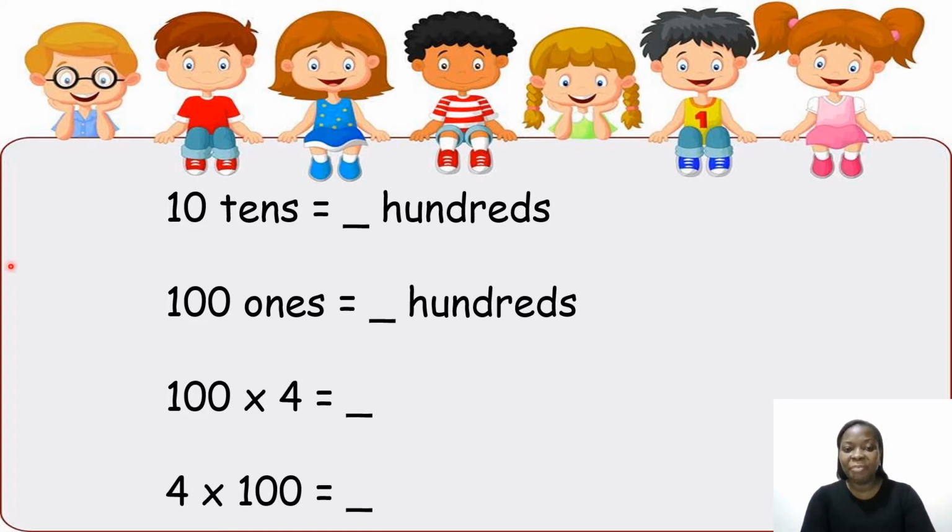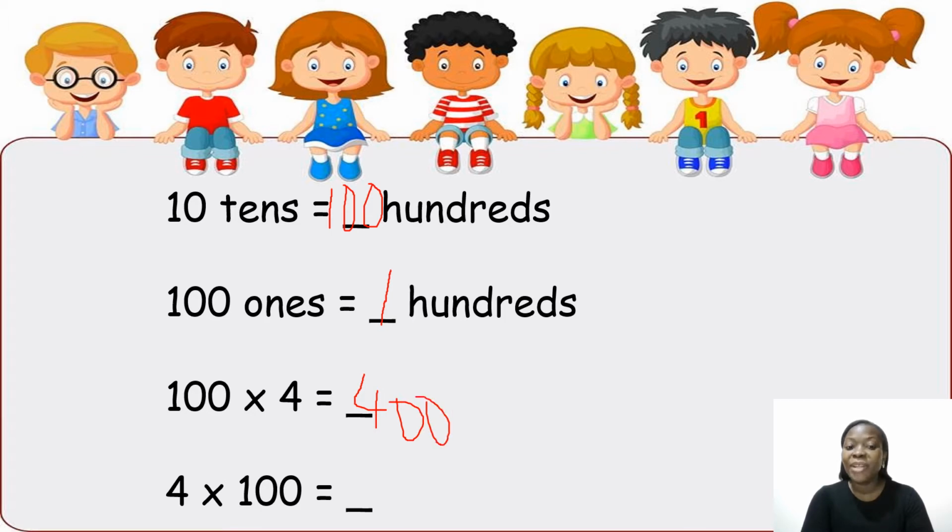Welcome back. I bet you are able to answer the questions. Okay, let's see if your answers were correct. Give yourself a thumbs up if you got each one correctly. So 10 tens equals how many hundreds? 100. 100 ones equals how many hundreds? 100. 100 times 4 equals 400.